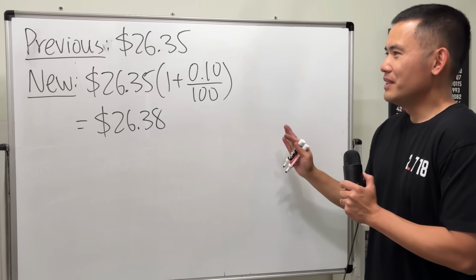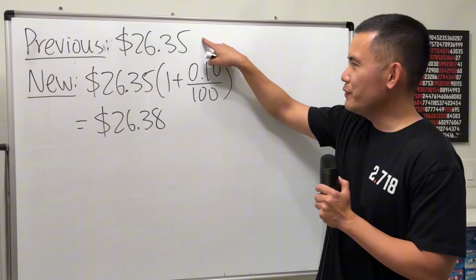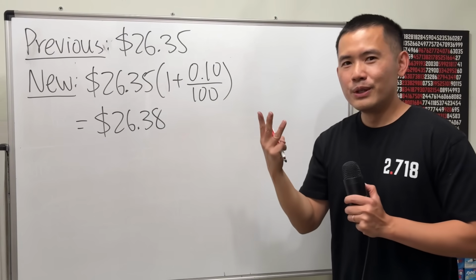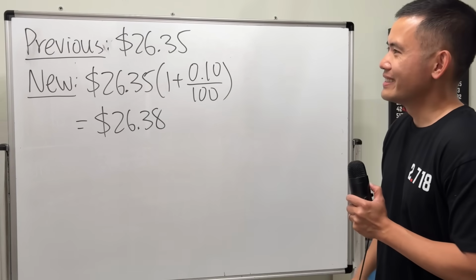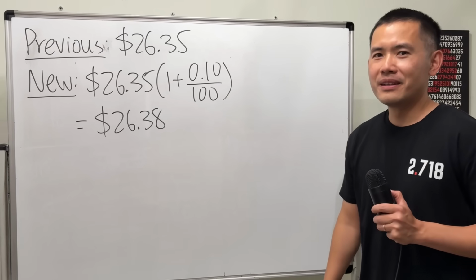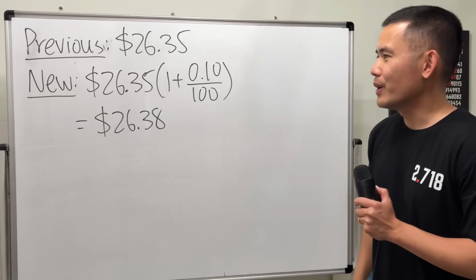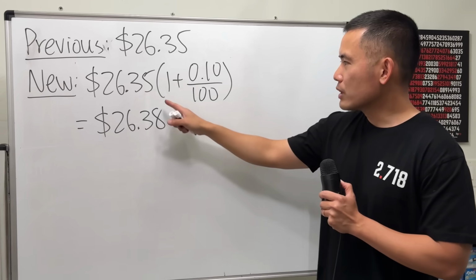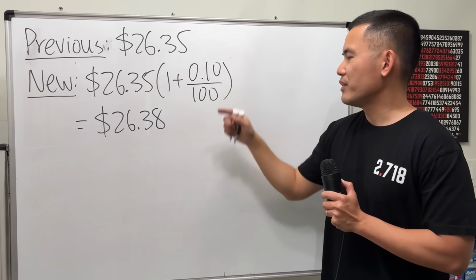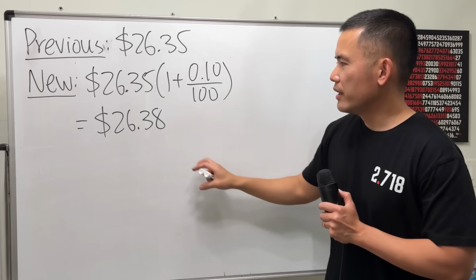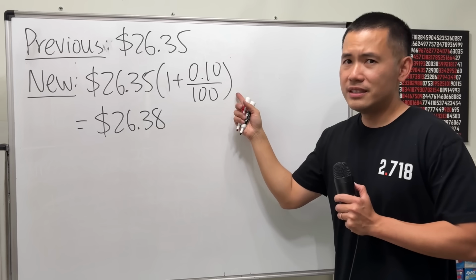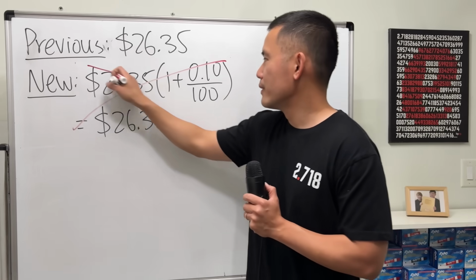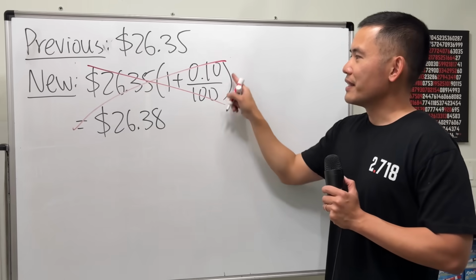Let's take a look at if this is actually correct or not. Because previously it's this and then now it's that. As we can see, it's only like 3 cents increase. That's like nothing. So what went wrong though? Well, we have the previous amount, the original, and then we multiply by 1 plus this right here. If you enter this onto a calculator, you will get that. But is this really a 10% increase? I will tell you, no. The reason is right here.